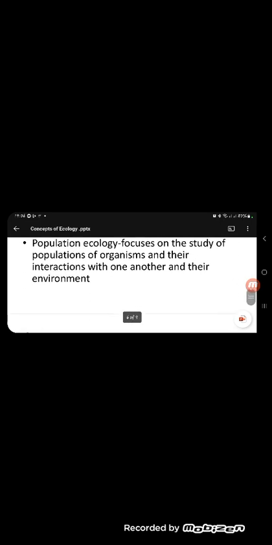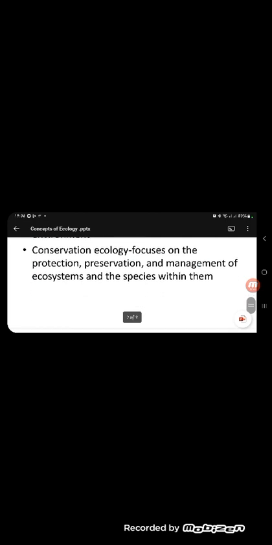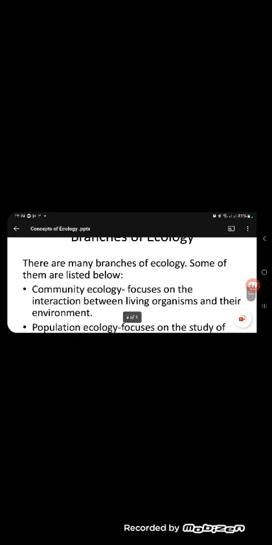Branches of ecology. There are many branches of ecology. Some of them include microbial ecology, community ecology, population ecology, and conservation ecology, whereby community ecology focuses on the interaction between living organisms and the environment.